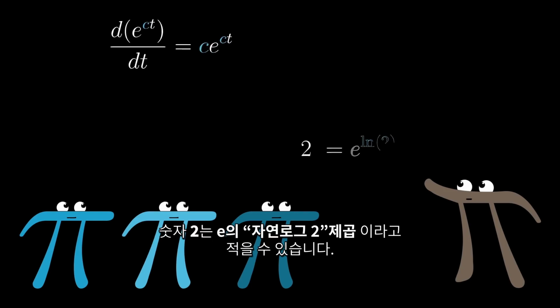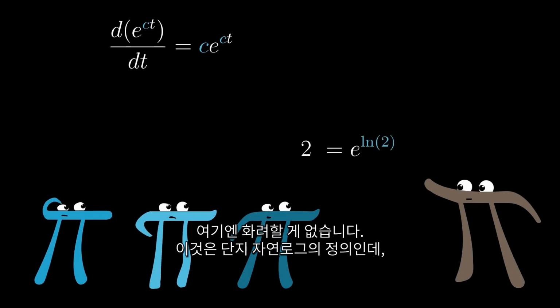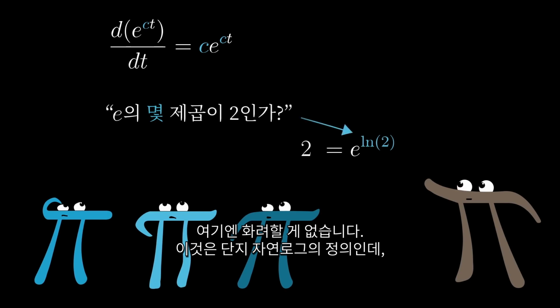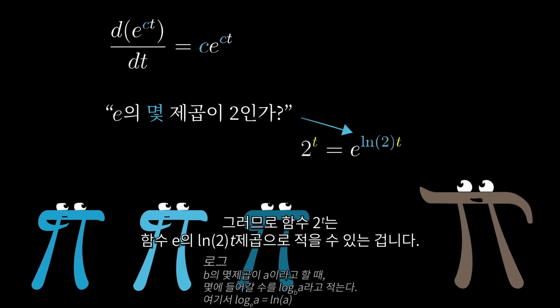The number 2 can also be written as e to the natural log of 2. There's nothing fancy here. This is just the definition of the natural log. It asks the question, e to the what equals 2? So, the function 2 to the t is the same as the function e to the power of the natural log of 2 times t.